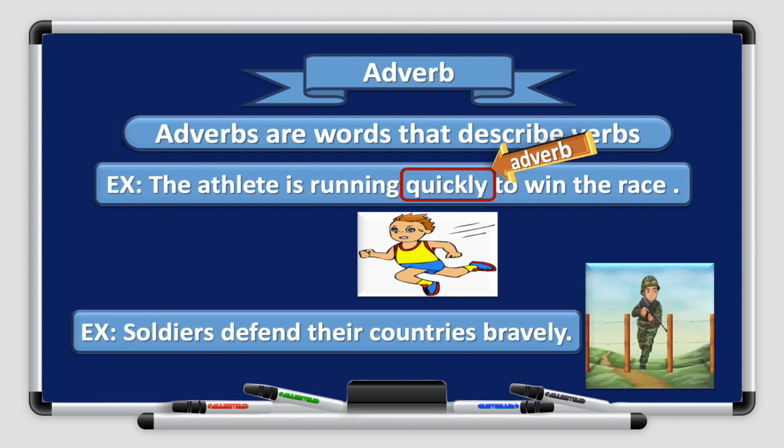Let's take another example. Soldiers defend their countries bravely. Where is the action in this sentence? So soldiers defend. Our verb is defend. How are they defending their countries? How is their action being described? It's being described as bravely. So that's our adverb here.